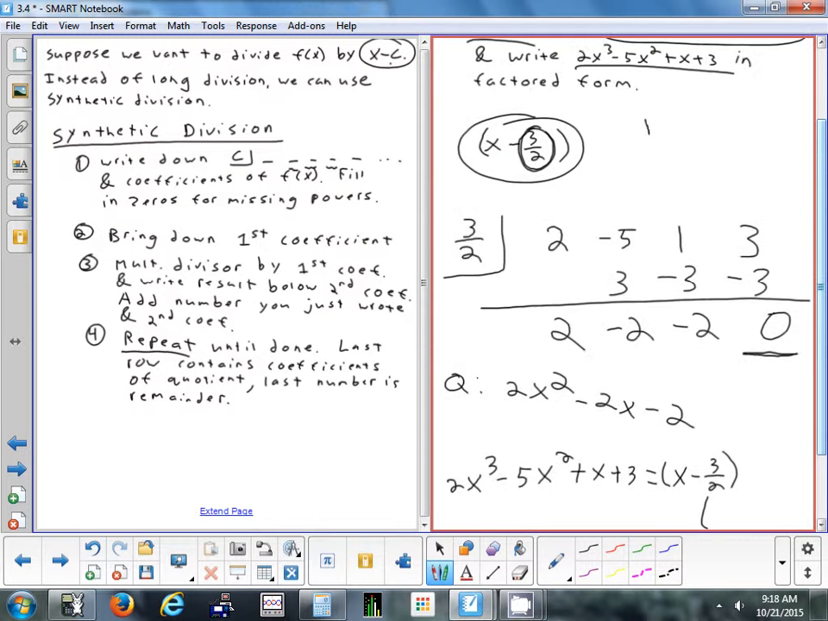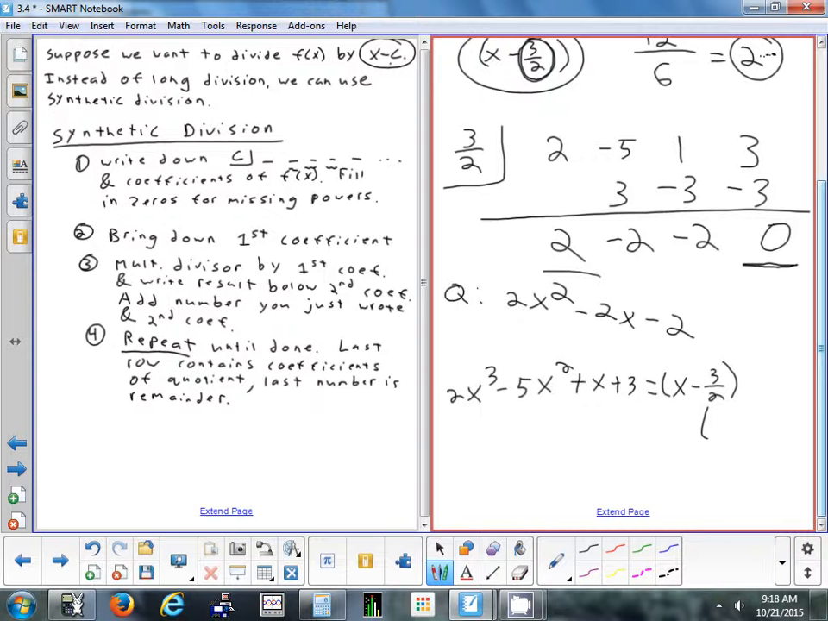All right? Just like if I said to you, 6 is a factor. Well, divide by 6. Look at the answer you get when you do the division. You get 2. That's the other factor of the numerator. Right? We did the division out. That's the other factor of the numerator. 2x squared minus 2x minus 2. So that is how you would factor this.